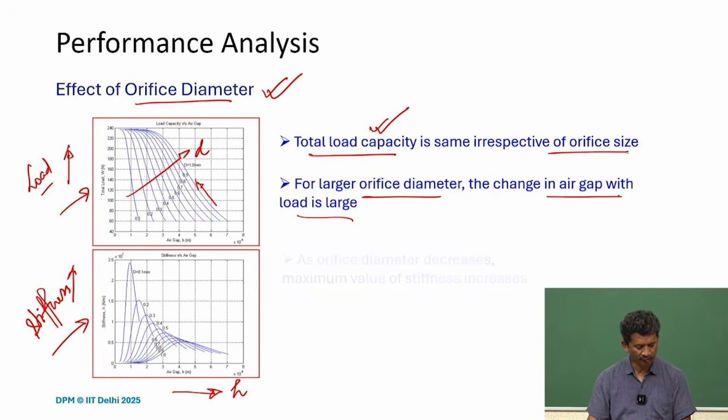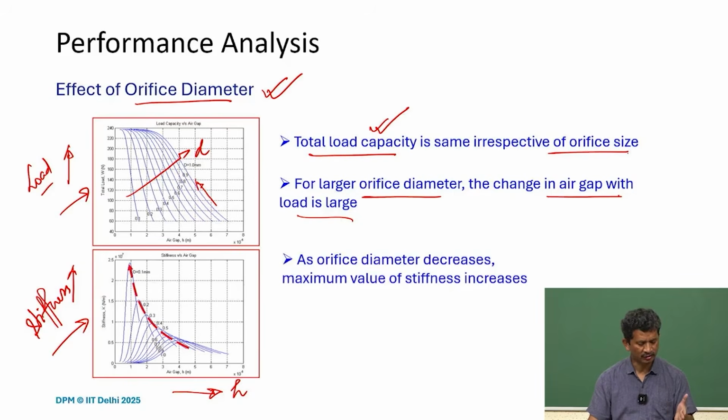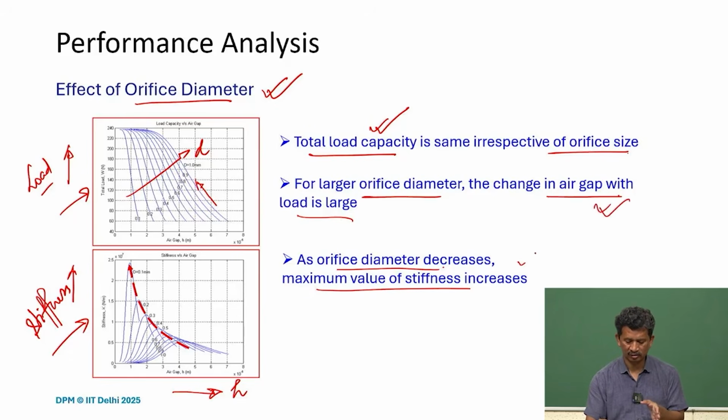And because of that, what we see is the stiffness. The stiffness is very high. So as you see, as the orifice diameter decreases, the maximum value of stiffness increases. So actually these two plots are related, and if we look at this statement and this, they qualify and support each other. So if the orifice diameter is small, the stiffness is high.